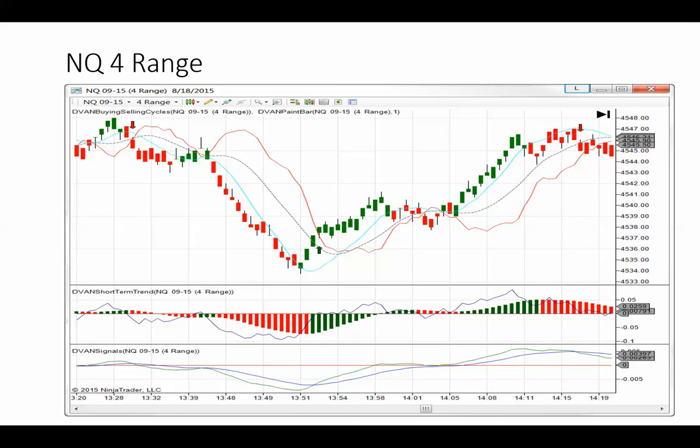First, I wanted to go over a NASDAQ 4 range chart from yesterday. This is August 19th, yesterday August 18th. Eastern time, the chart is from about 1:20 to 2:20 p.m. on a 4 range. Wanted to go over first the signals that we're looking for in the DVAN SmartLines indicator package, and also this chart focusing on re-entries.